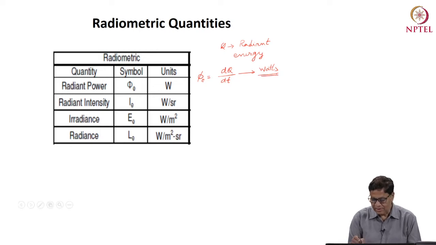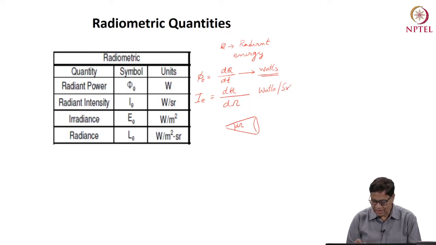The radiant intensity is defined as IE equals dQ over solid angle. So basically it tells you how much light is falling onto the surface defined by this solid angle. So that is called as a radiant intensity, and the units are watts per steradian.